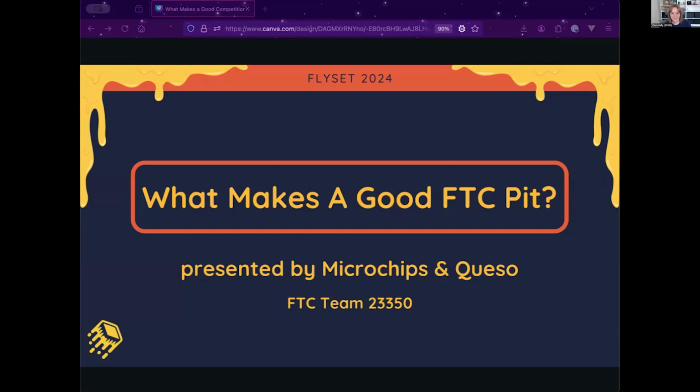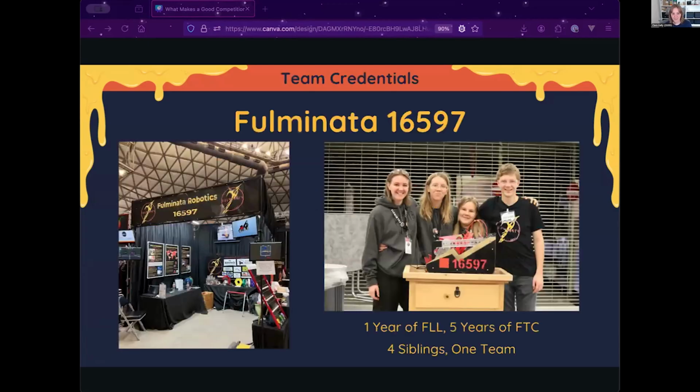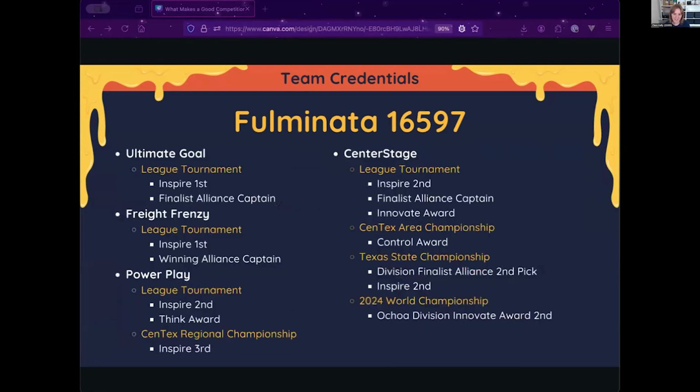Like you said, my name is Clara. I'm part of Team Microchips and Queso, but I founded the team Fulminata. So from Skystone through Center Stage, I was part of Team 16597 Fulminata, and we made it to the World Championships last year. And I think we've learned a thing or two about building pits. So that's what I'm going to be sharing about today.